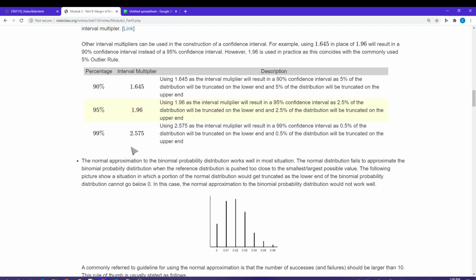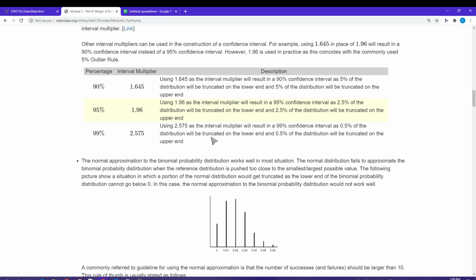This table here on the screen produces those interval multipliers for other percentages that may be of interest. So if I wanted to capture the middle 90%, again, I would use a positive and negative 1.645 as my interval multiplier. If I wanted to build 99% confidence intervals, I would use 2.575 as my interval multiplier. But again, the most common is to build 95% confidence intervals.